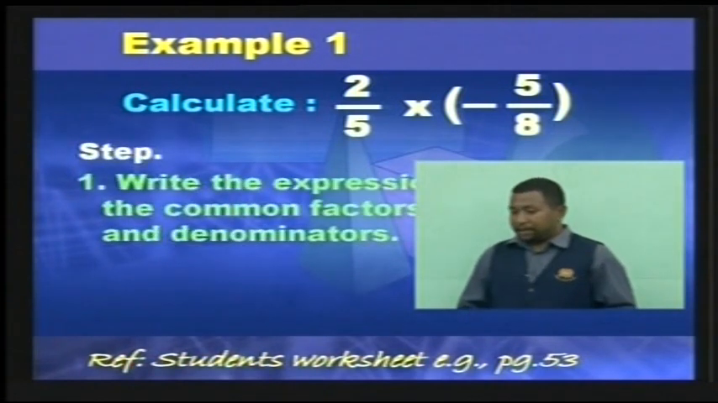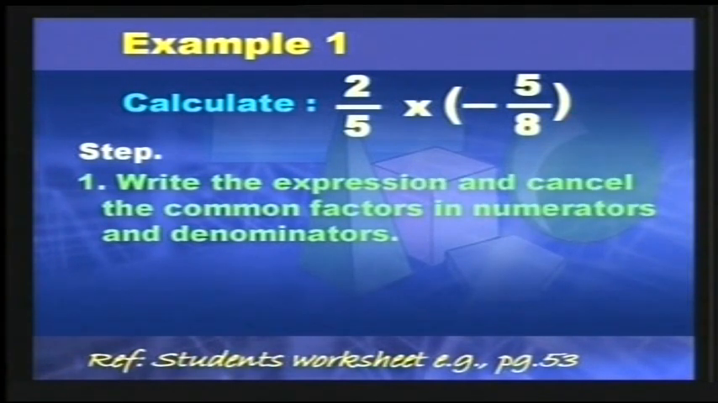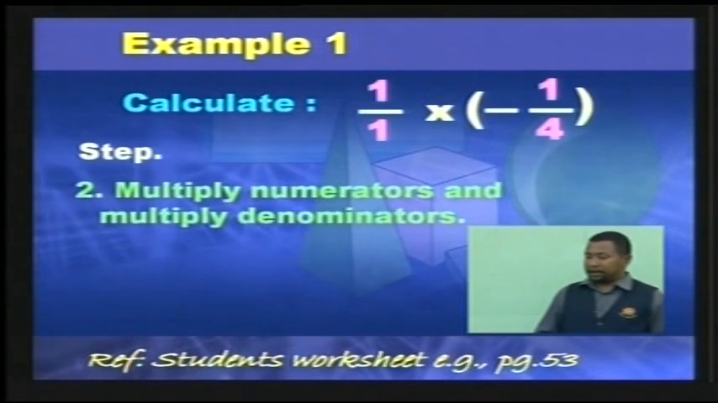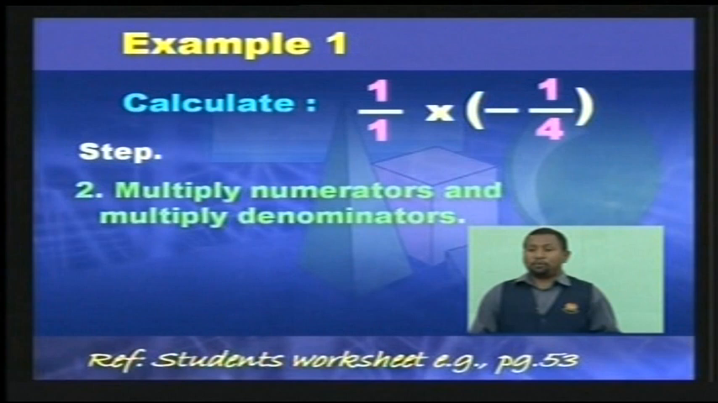Now, step number one. Step number one says, write the expression and cancel the common factors in numerators and denominators. That's step one. So what you are going to do is, when you write the fraction out, the first step is to simplify the fractions as usual in multiplying normal fractions. This time, dealing with directed number fractions, you still apply that step by simplifying. You check the two fractions and see if you can simplify. Likewise, you can see on the screen, 2/5 times negative 5/8. The numbers simplified are as follows, which you can see on the screen. So after you simplify, you should have this fraction, 1/1 times negative 1/4.